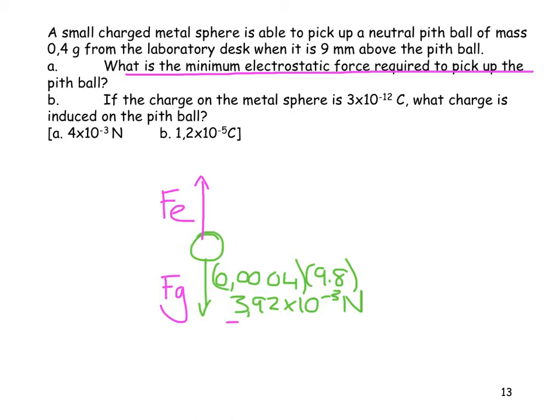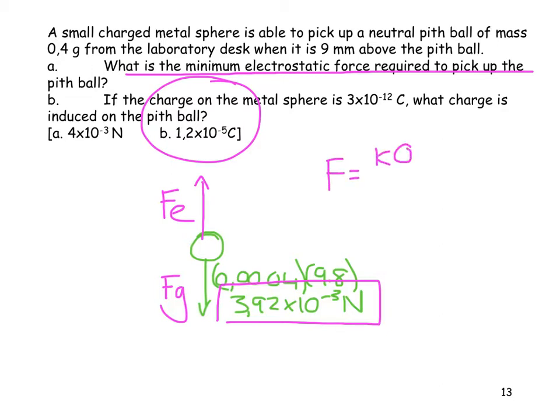So my electrostatic force minimum requirement is 3,92 times 10 to the negative 3. And if the charge on the metal sphere is given, what is the charge induced on the pith ball? So remember, it's a big metal sphere that's attracting this. So I've got two objects with charges, so it's simple. I'm going to say the force is equal to K Q1 Q2 over R squared, 9 times 10 to the 9, 3 times 10 to the negative 12. They've told me about that.